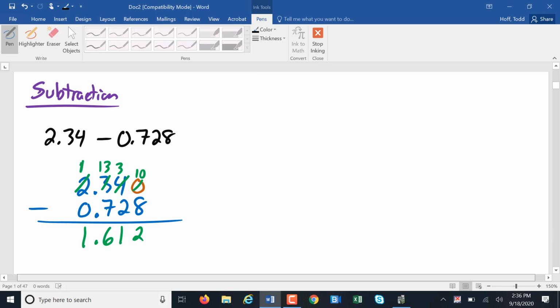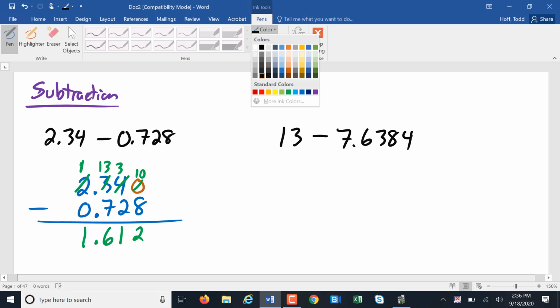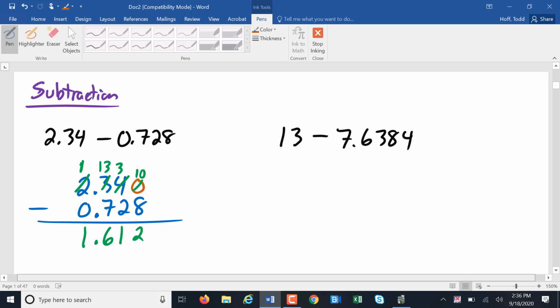The one example I wanted to make sure I showed you looks something like this. 13, decimal point out, 13 minus 7.6384. So first of all, in the 13, where's the decimal point? After the 3. If the decimal point is not written in, it's implied to be at the end of the number. So that's what we have to line up with our decimal point in the second number.